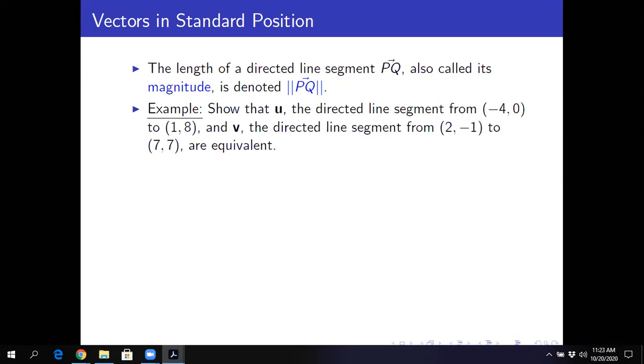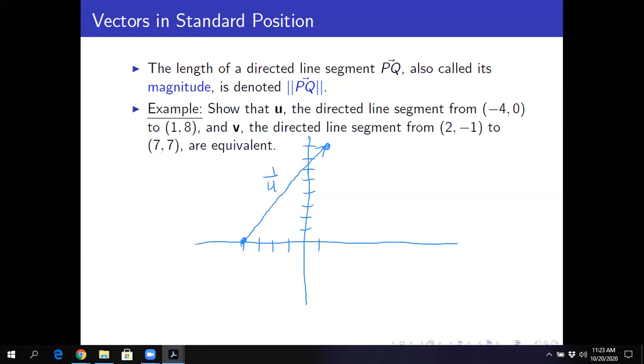Okay, show that U, the directed line segment from -4, 0 to 1, 8, and V, the directed line segment from 2, -1 to 7, 7, are equivalent. Well, okay, let's do it. Okay, so -4, then 1, 2, 3, 4, okay, to 1, 8: 1, 2, 3, 4, 5, 6, 7, 8. So essentially what's happened here is, this is U right here.